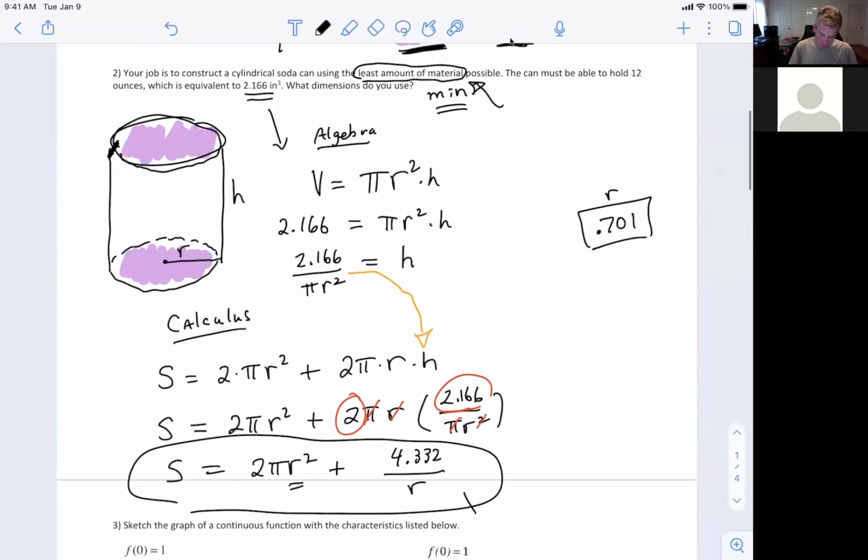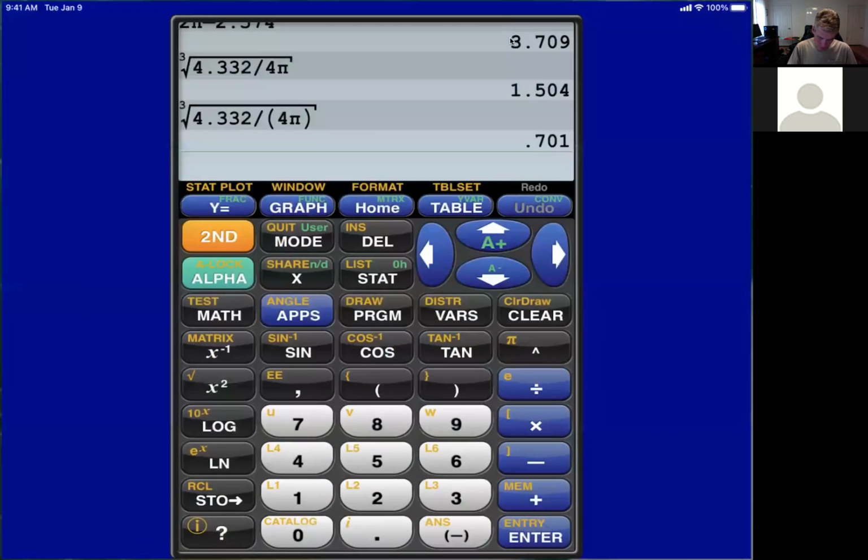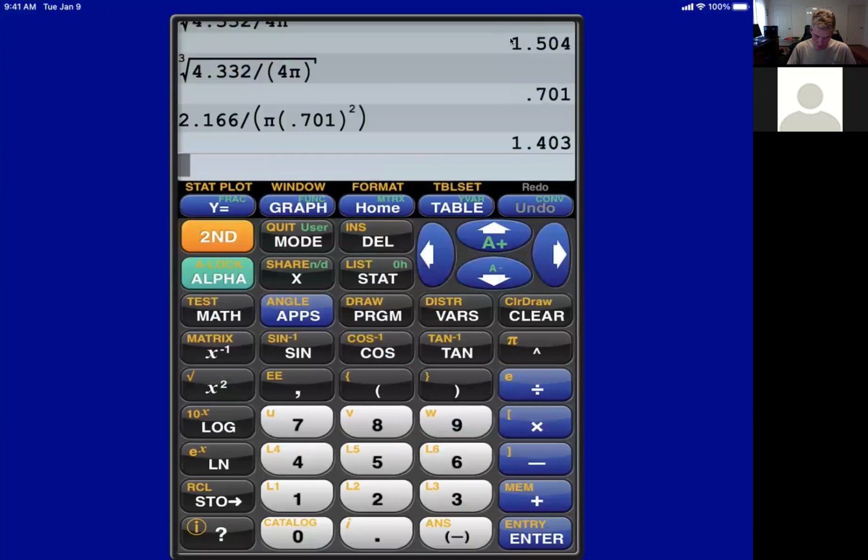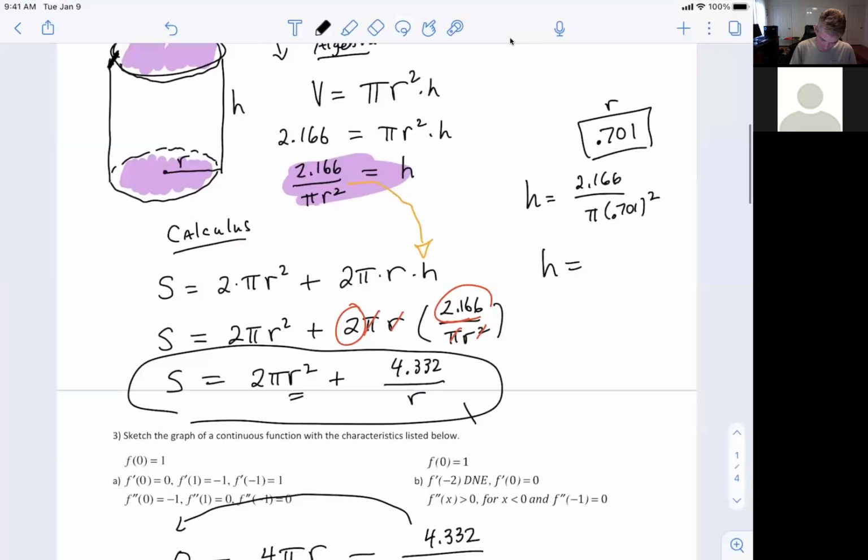And then the last thing is, it said find the dimensions, and I found the r, but I also need to find the h. So then I could just use this right here and plug in what I got for r, and then h will be 2.166 divided by pi, and 0.701 squared. So 2.166, and then divided by, and then there was a pi, and the 0.701 gets squared, and then parentheses around the whole denominator, and the height is 1.403. And that was in inches.